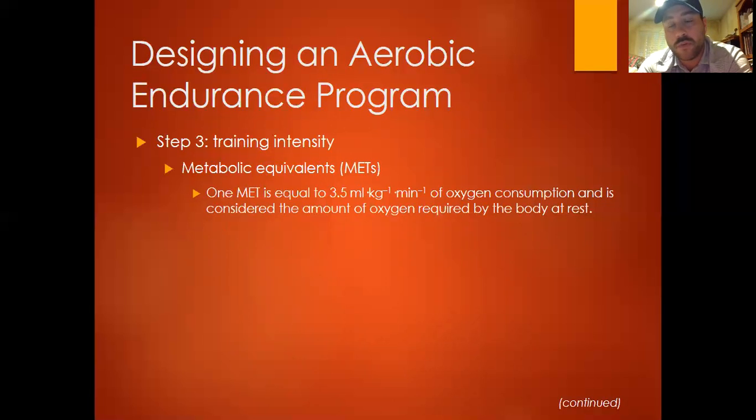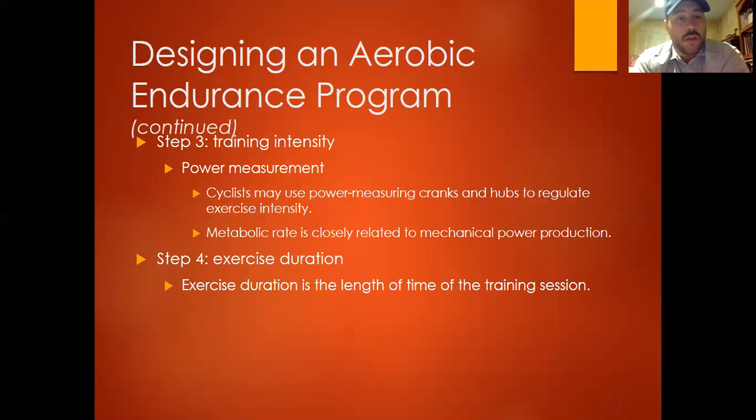And that might be something where, if they're training on a treadmill or something like that, METs is typically one of those measurements that's on a treadmill or piece of equipment. Power measurement: cyclists may use power measuring cranks and hubs to regulate intensity. So again, if you're doing that with the resistance on the flywheel, they may be better off with the RPEs, right? I need you to get to a resistance that's about a 7. Okay, that's fine. You're not caring about the heart rate in a sense, okay?